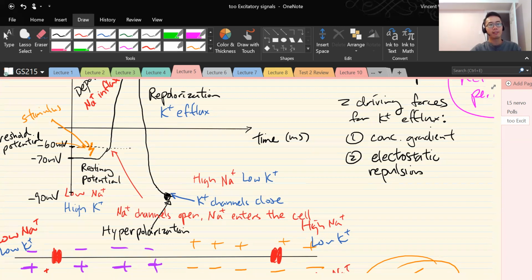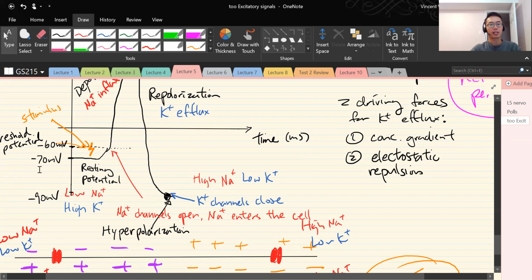We are more negative than we should be, and the cell is not going to be able to transmit another signal. Number two, we have the wrong ion distribution. Remember, in order for me to go back to resting potential and the resting condition, we need to have low sodium on the inside and high potassium on the outside. So we have two problems to fix.